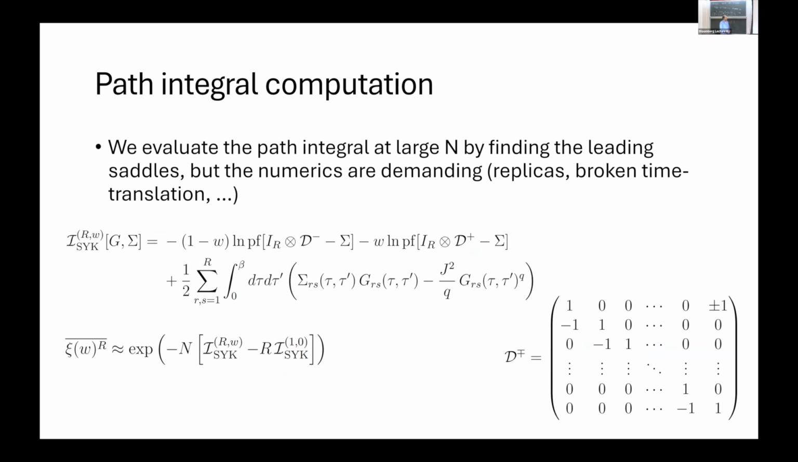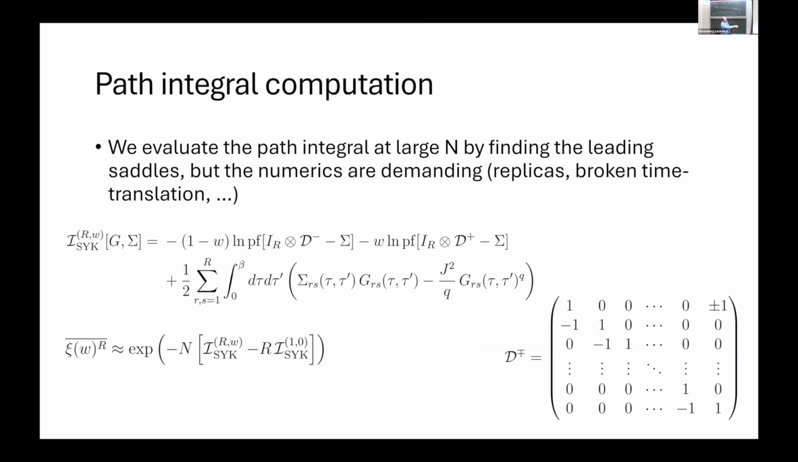This is kind of the same thing, but I want to emphasize that this was a lot of work. The operator inserted breaks time translation symmetry, so you cannot use Fourier modes anymore. You have to discretize in time, at least as far as we could tell. So this was kind of a huge pain, especially when there are lots of replicas.